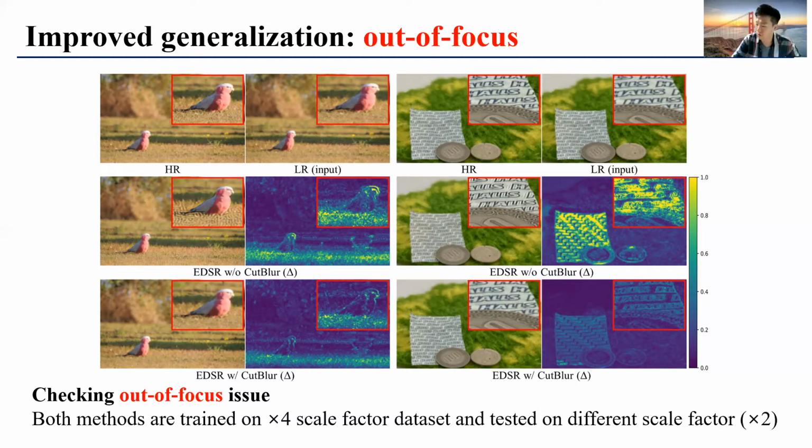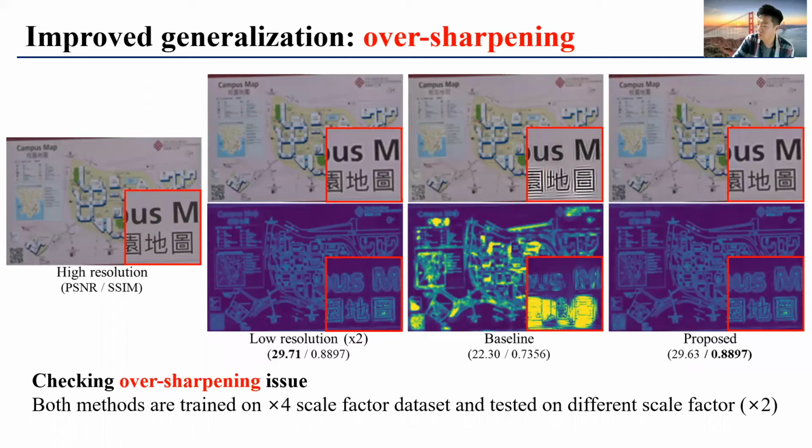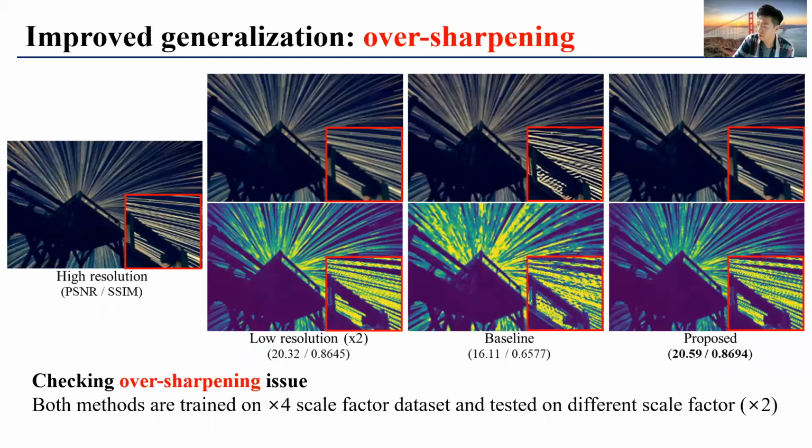And not only that, as I said, it improves over sharpening. It doesn't give any over-sharpening artifact. The baseline is without such a coupler model, so it doesn't give such an aliasing effect. As I said, it is trained on a 4 times scale factor data set and tested on a different scale factor, so it over-sharpens. And it translates to other image restoration tests.